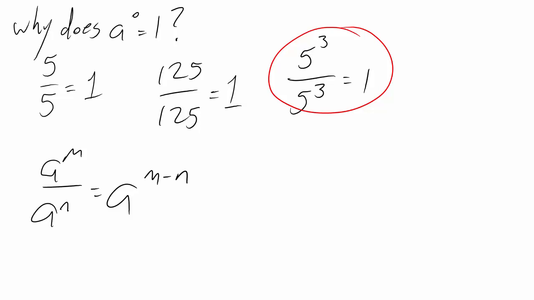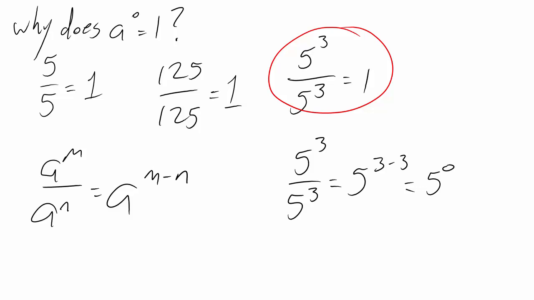So now, from 5 divided by 5, we are at 5 to the third divided by 5 to the third. But instead of viewing this as a division, we're going to look at this as an exponent subtraction problem. So this is 5 to the 3 minus 3 power, which is equal to 5 to the 0.